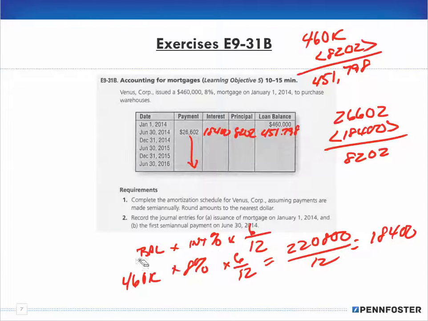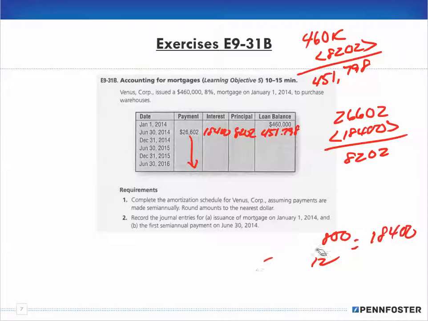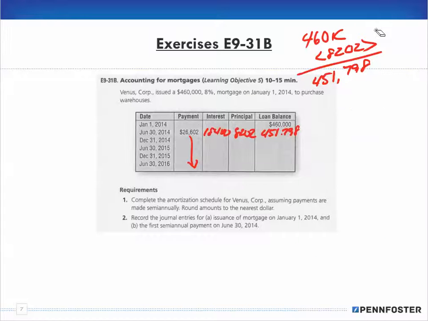And the only reason why I'm doing it is because it's doing the exact same thing as we just did, but now instead of using the loan balance of $460,000, we're using $451,798. Okay, because that's the new loan balance. We're only paying interest on what we owe. So times 8% times the 6-month period over 12.